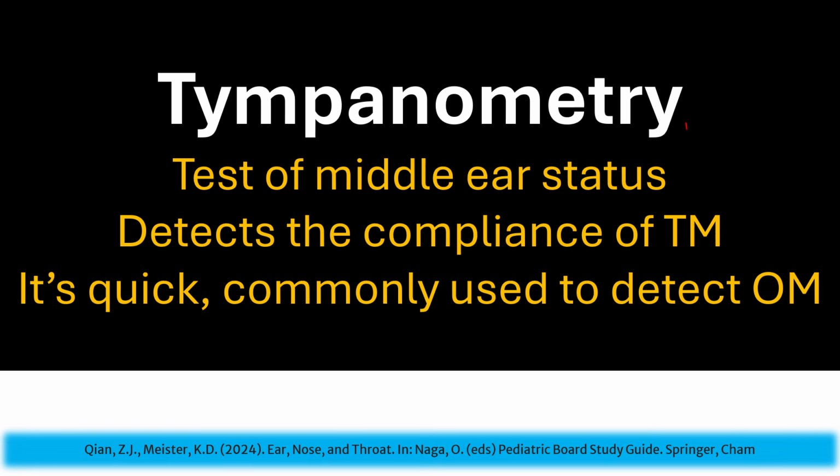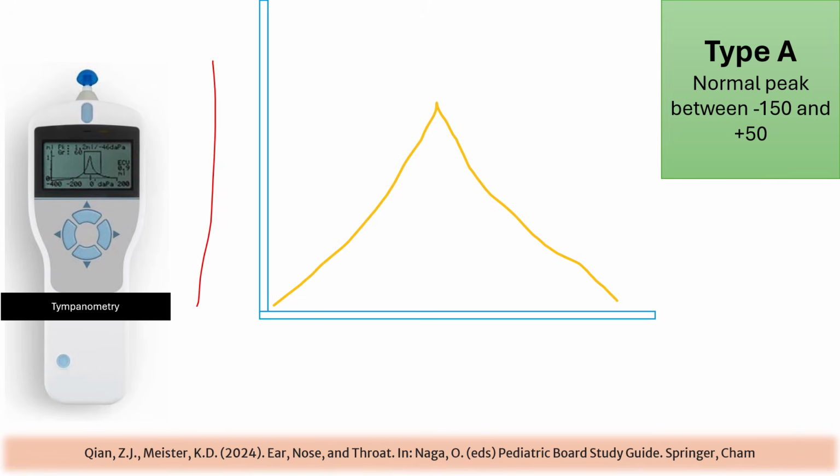Tympanometry. Tympanometry is a test of middle ear status, detecting the compliance of the tympanic membrane. It is quick. No cooperation is required from the child. It is commonly used to detect otitis media in pediatrics. The Y-axis measures the compliance of the tympanic membrane. The X-axis here measures the pressure on both sides of the tympanic membrane. 0 means that the pressure on both sides of the tympanic membrane is equal.